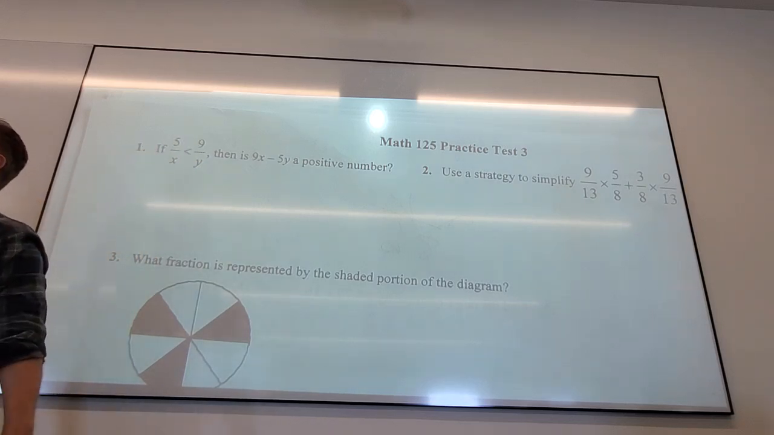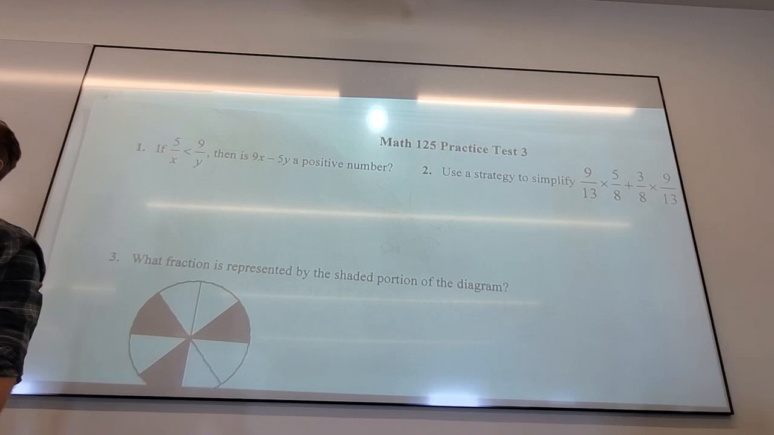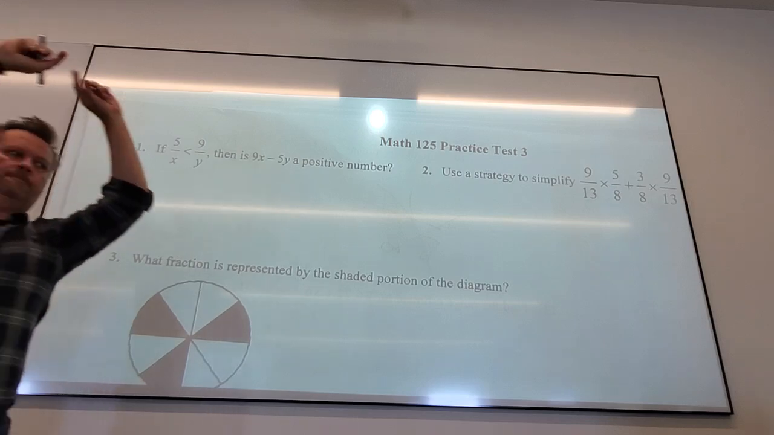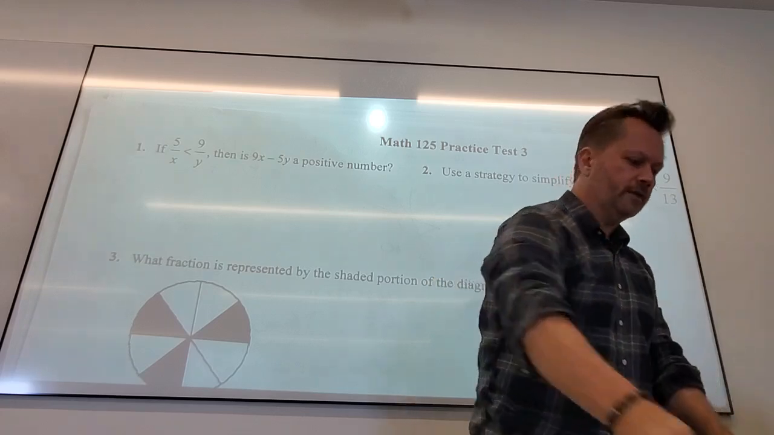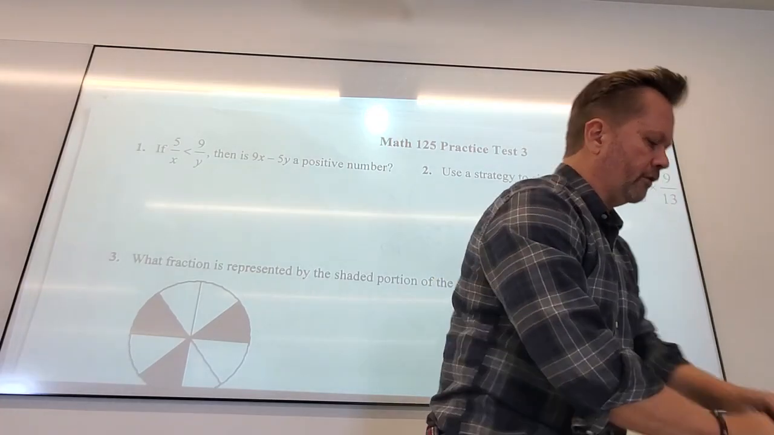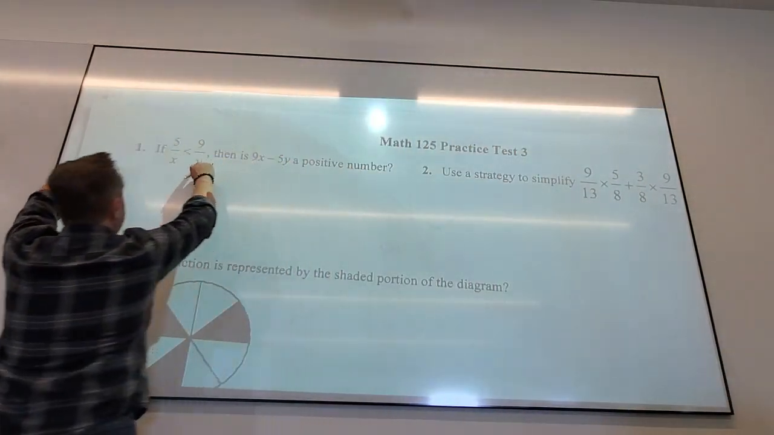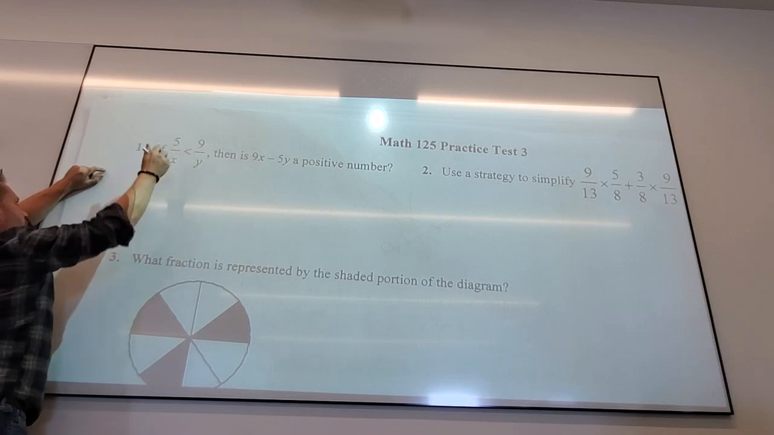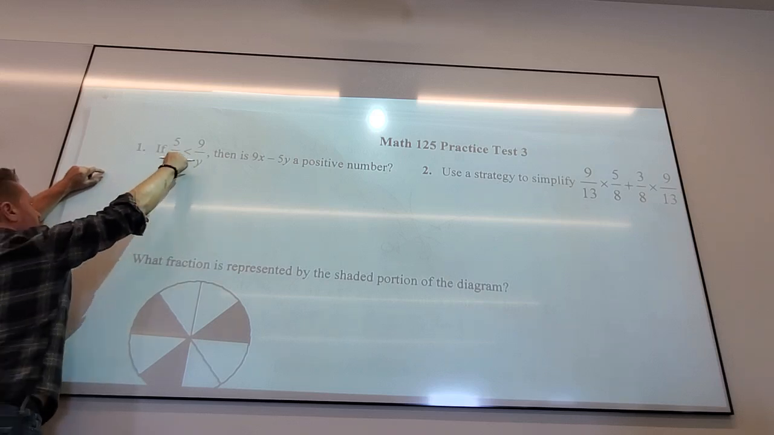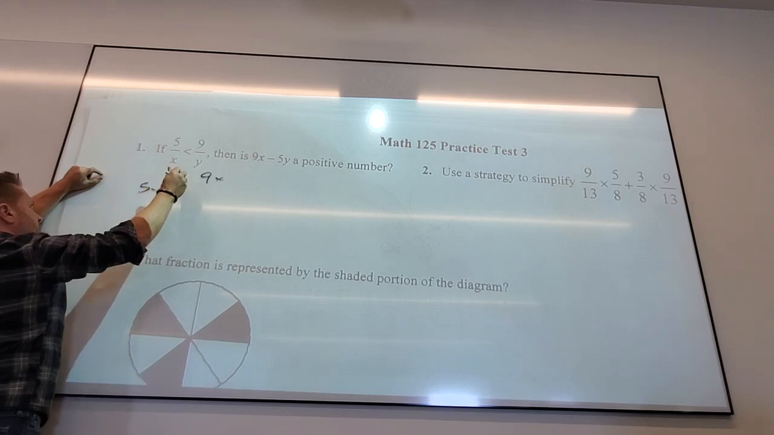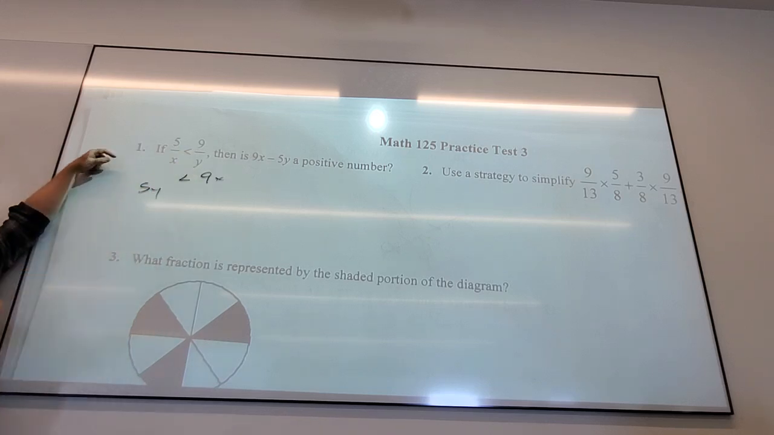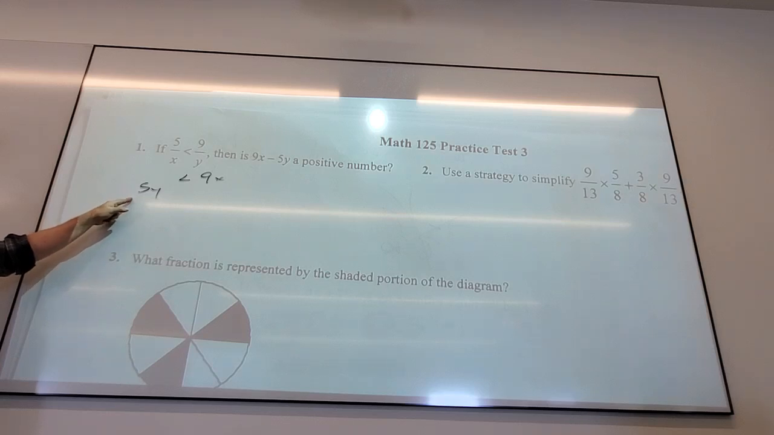Now, I told you it's less than. Therefore, when you cross multiply, what do you get? And remember, you're not really cross multiplying because we're not solving something, but I'm using the cross multiplication to do something. So when I cross multiply, I get 5y, 9x, and of course what goes in the middle? The same. If that's true, therefore this must be true, yes?